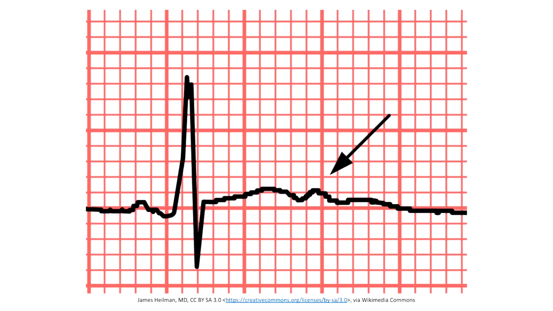Here's a picture of an ECG showing a U-wave denoted by the black arrow. U-waves follow T-waves and represent the repolarization of Purkinje fibers. Some conditions that may show U-waves are hypokalemia, sinus bradycardia, and antiarrhythmic drugs like quinidine.